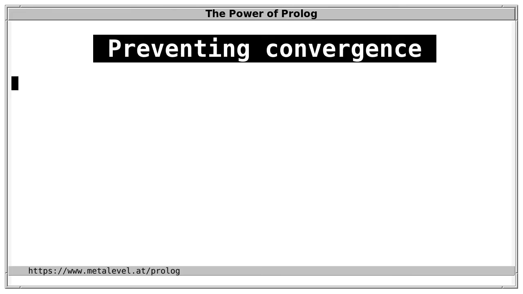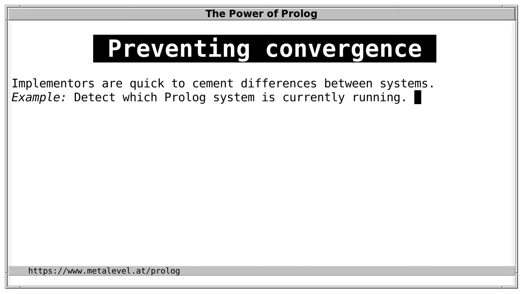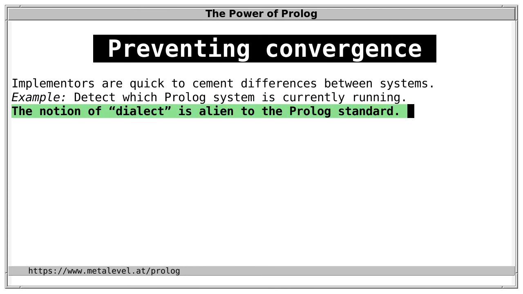Another example of increasing complexity is preventing convergence of Prolog systems, because also here, implementers are quick to adopt bad ad hoc mechanisms, which only cement the differences between systems. For instance, suppose I want to make Prolog code portable between systems. So the answer is easy, right? Simply provide a way to let me detect which Prolog system is running. However, the notion of dialect is alien to the Prolog standard. The standard only knows different degrees of conformance, not different dialects.